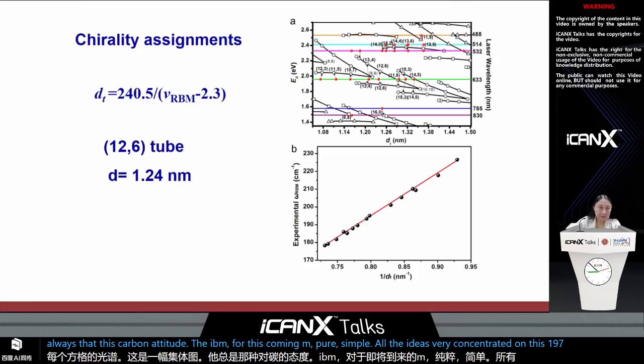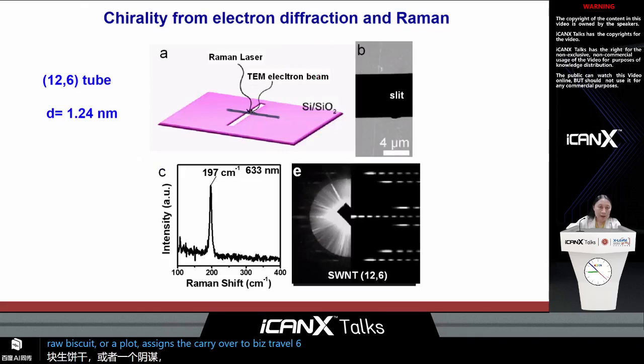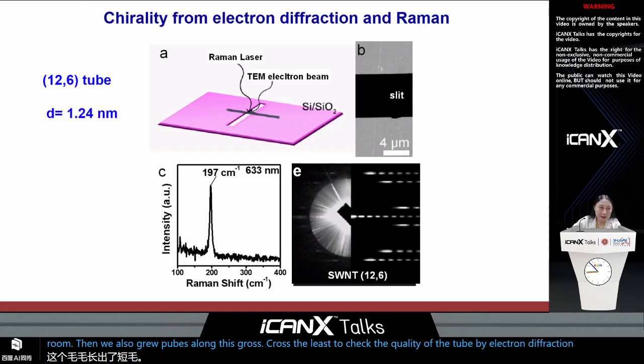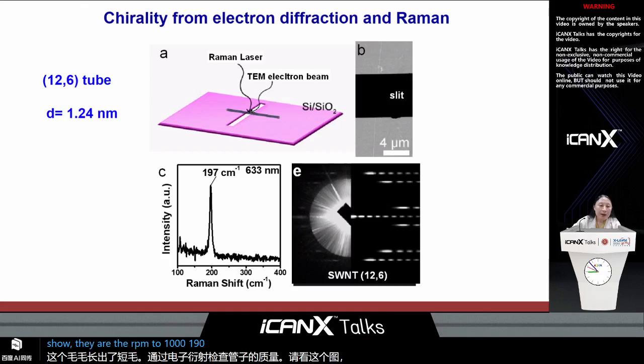Then from this category plot, we assigned the chirality of a tube as (12,6). Then it seems not so accurate just by this Raman spectrum only. Then we also grew tubes across this slit to check the chirality of the tube by electron diffraction. See, this tube shows the RBM at 197, but the diffraction pattern is exactly the same as the simulation of (12,6) tubes. Then we confirmed the chirality of those tubes is really (12,6).